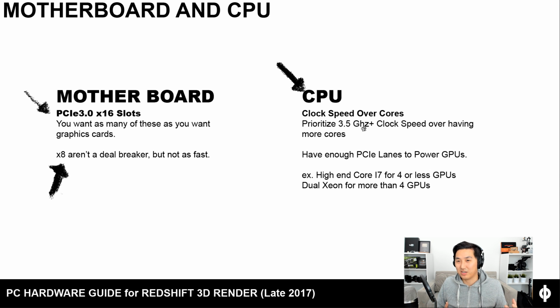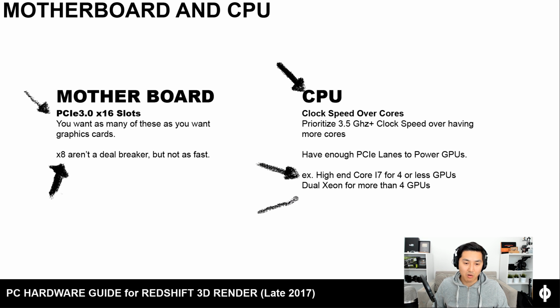And I got a Threadripper 1950X because I'm doing a lot of CPU core intensive rendering as well, using Physical Render and some other stuff. So I actually went for one that's only 3.4 gigahertz, but it has a whole lot of cores in it, and it's been working out fine. But they're saying that in general, if you want to power 4 GPUs or less here, you want to go with a high-end Core i7.